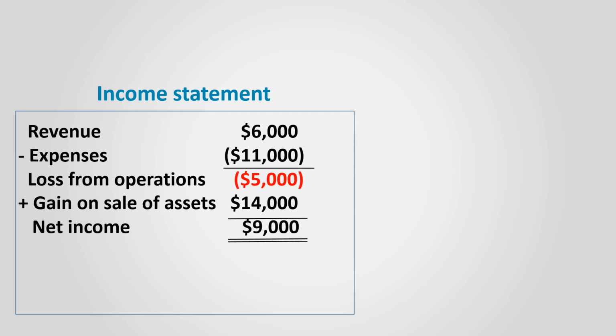Alternatively, if we differentiated between revenues and gains, revenues will be presented as $6,000 only, and the company will be having an operating loss of $5,000. Then the gain on sale of the truck, $14,000, is added to make net income equal to $9,000. It is the same result, but now the reader understands that the net income is not resulting from the main operations of the company, rather it is because the company sold the truck and gained from such a transaction.